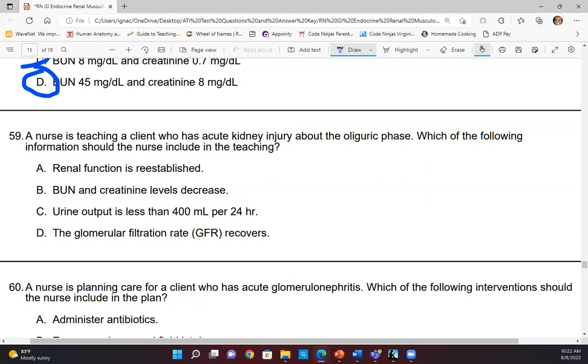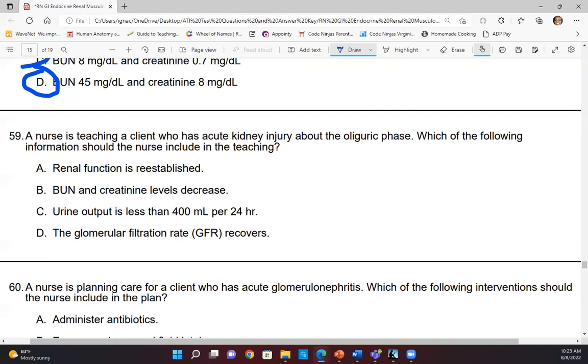A nurse is teaching a client who has acute kidney injury about the oliguric phase. So remember, we talked about the different phases of the acute kidney injury, right? And so what is going to be found in this oliguric phase? The oliguric phase lasts 1 to 3 weeks, a sudden onset, less than 400 mLs in 24 hours. There's going to be edema, elevated BUN, creatinine, and potassium, increased specific gravity, acidosis, heart failure, and or dysrhythmia.